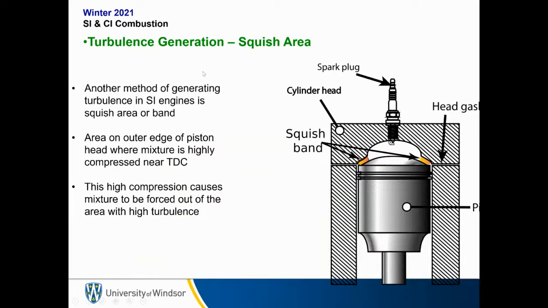There's another type of turbulence you can also generate, again in spark and compression ignition engines, called squish area. It's an area on the outer edge of the piston head where the mixture is highly compressed near top dead center. This high compression causes the mixture to be forced out of the area with high turbulence. So if you create your cylinder to have these squish areas or squish bands, this is going to generate turbulence, and it's going to generate it right as you're at top dead center, which is exactly when the combustion is trying to propagate throughout the cylinder. So it works out quite well in terms of generating turbulence in the cylinder.